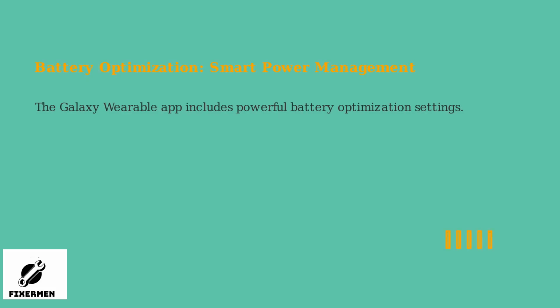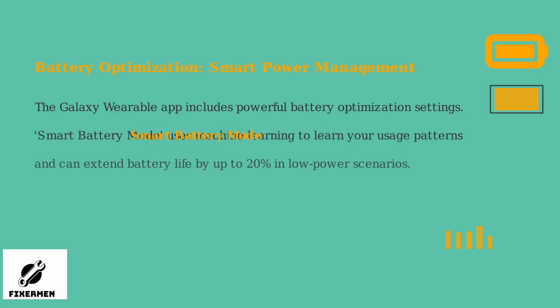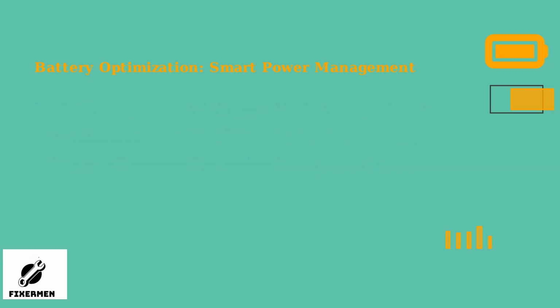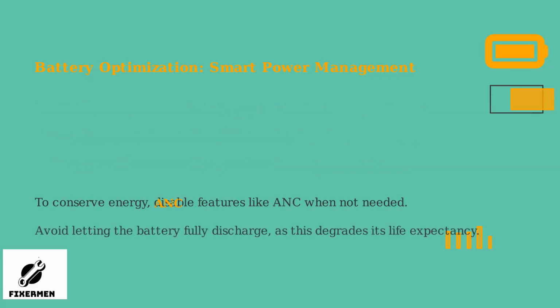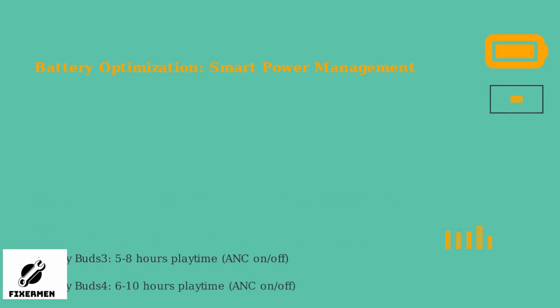Now let's maximize battery life. The Galaxy Wearable app has battery optimization settings. Smart Battery Mode learns your usage patterns and extends battery life by up to 20% in low-power scenarios. Disable features like ANC when not needed to conserve energy. Don't let your battery fully discharge, as this degrades its life expectancy. For reference, Galaxy Buds 3 offers 5 to 8 hours of playtime, while Buds 4 provides 6 to 10 hours, depending on ANC usage.